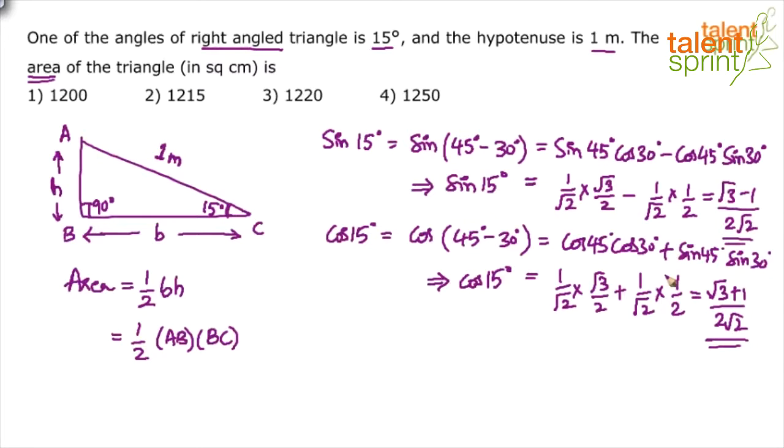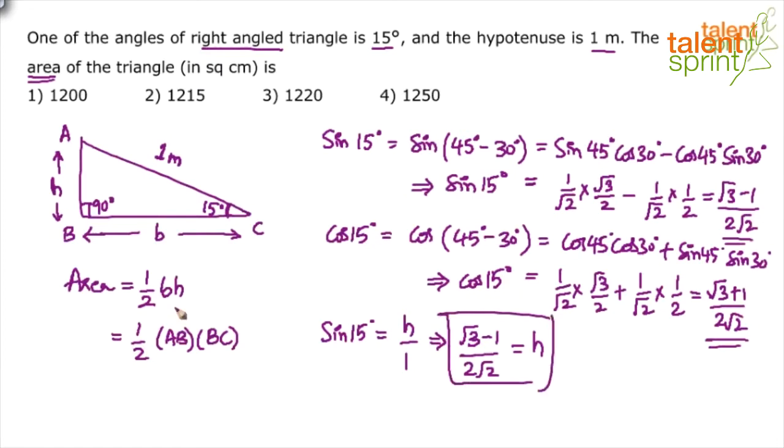Now, why did we find out sin 15 and cos 15? What is the point here? See, according to the triangle, sin 15 should be opposite side by hypotenuse. So sin 15 will be opposite side h by hypotenuse 1. So can I say what is sin 15? Root 3 minus 1 by 2 root 2. So root 3 minus 1 by 2 root 2 equals h. h by 1 is h. So we have got the height now. That's what is needed, right? Height is needed. h is root 3 minus 1 by 2 root 2.